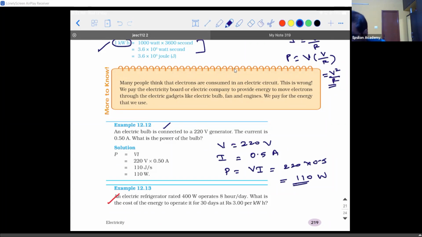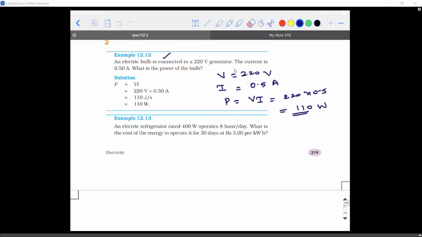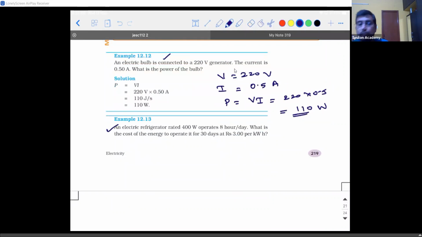Clear? Next. The next question is, there is an electrical refrigerator, the normal fridge which you use here, which is rated 400 watt. So the power rating for that device is 400 watt. It operates 8 hours per day, so time is equal to 8 hours per day. What is the cost of the energy to operate it for 30 days at rupees 3 per kilowatt hour?